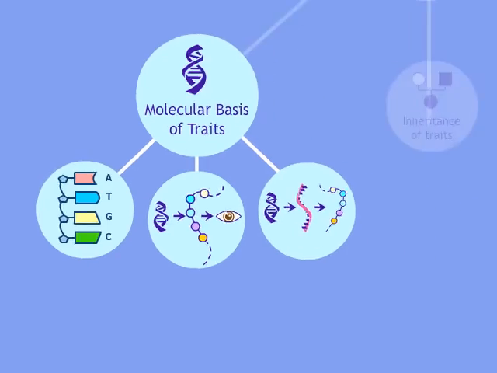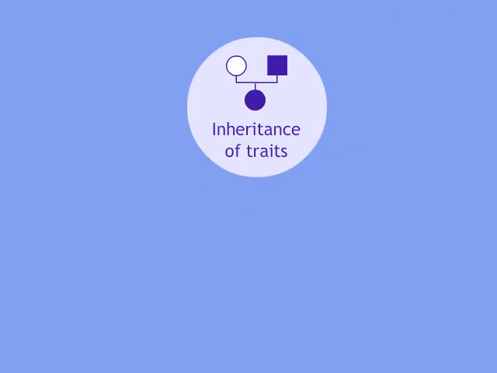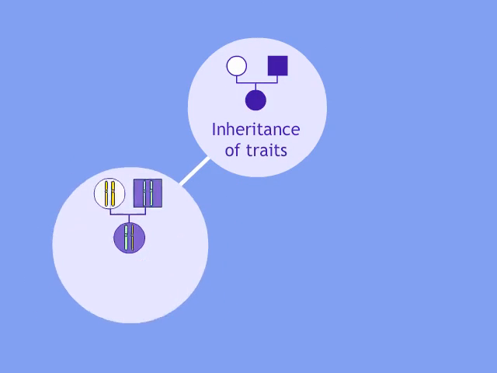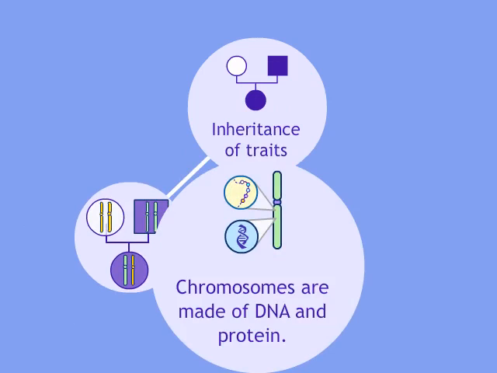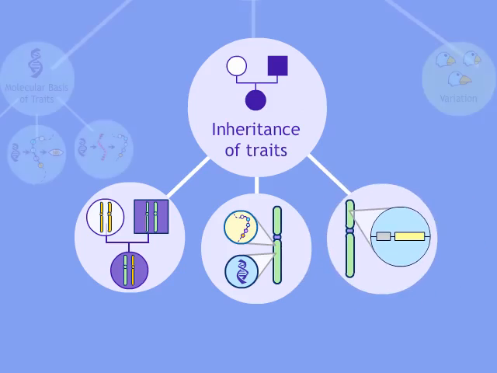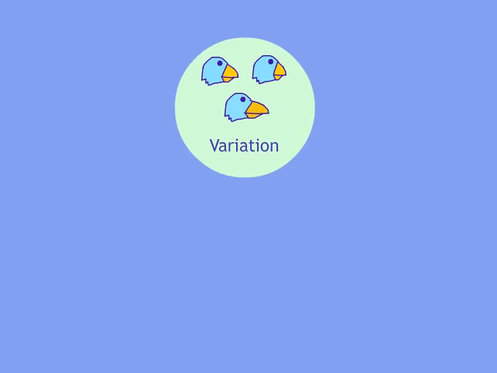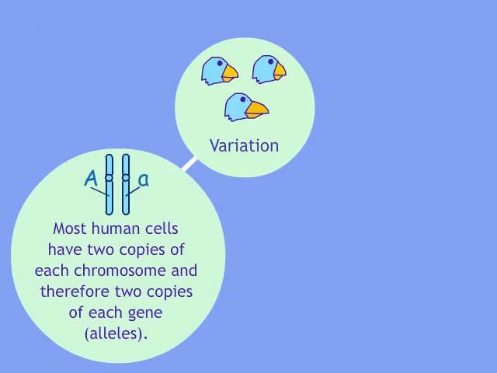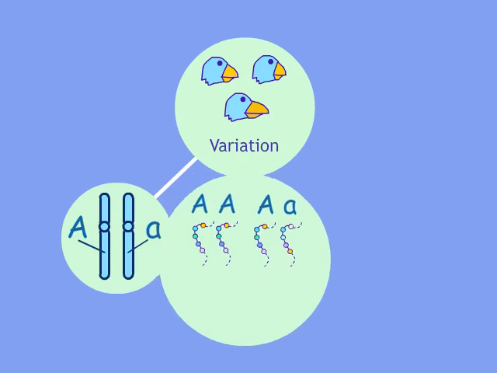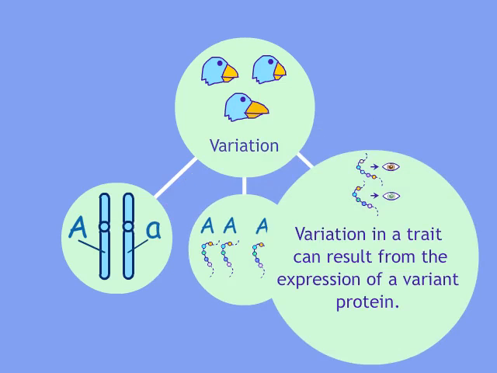protein. Understanding how traits are inherited involves knowing that DNA passes information for traits from one generation to the next, that chromosomes are made of DNA and protein, and that genes are located on chromosomal DNA. Understanding how variation occurs involves knowing that most human cells have 2 copies of each chromosome and therefore 2 copies of each gene, or 2 alleles, that alleles encode identical proteins or variants of a protein, and that variation in a trait can result from the expression of a variant protein.